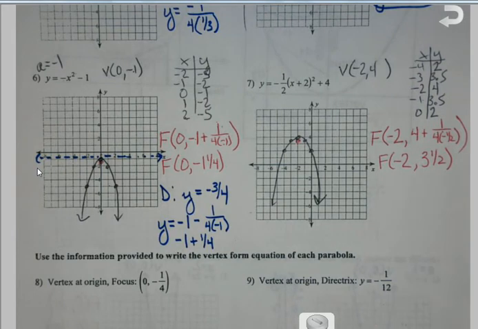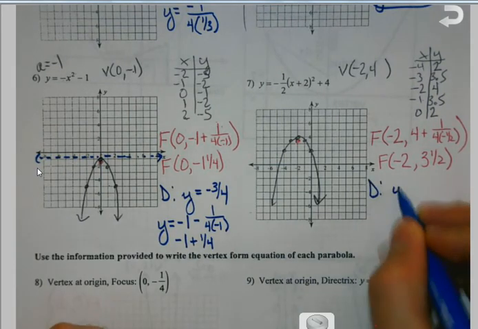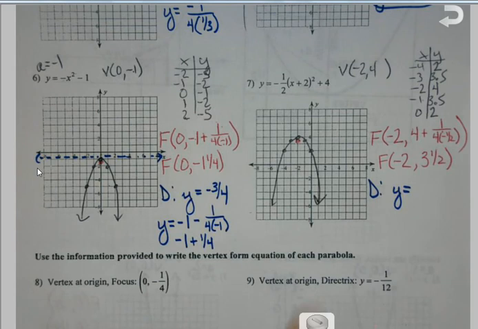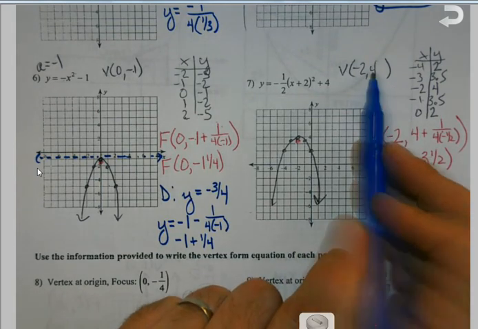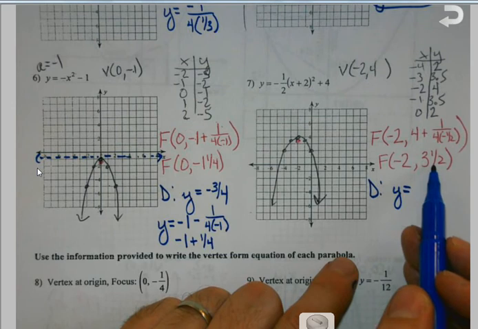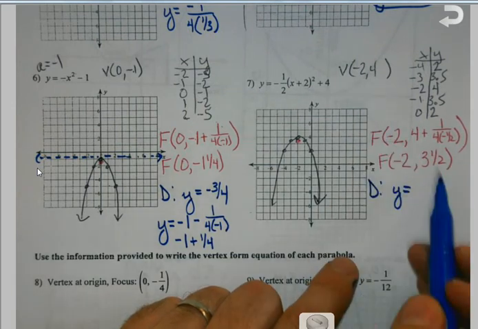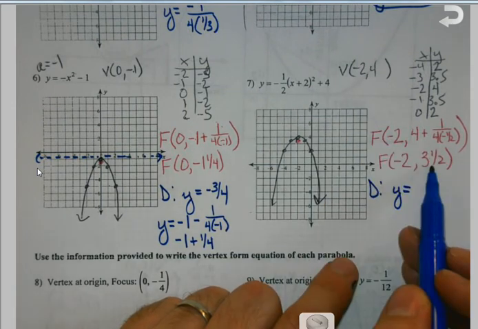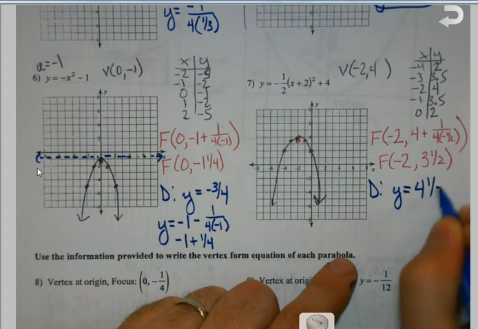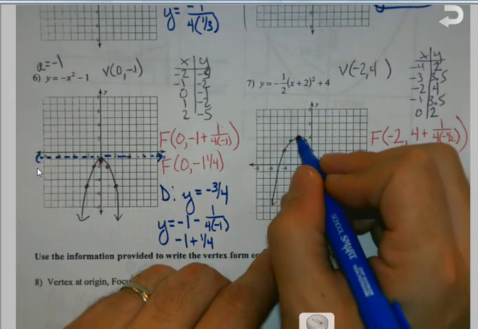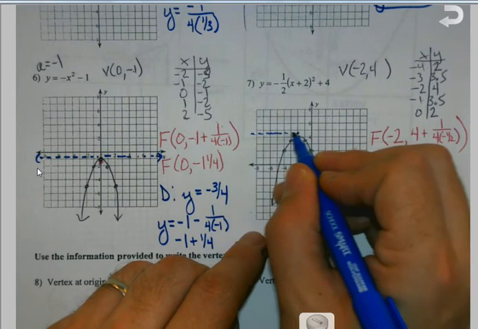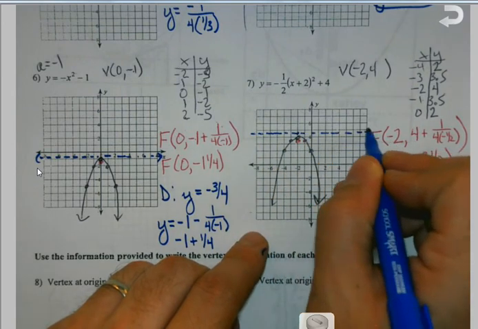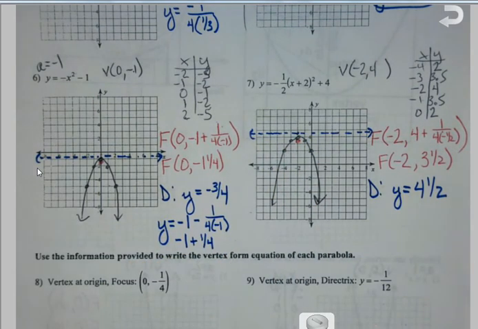Then again, when it comes to my directrix, I like to find the patterns, so I'm like, okay, my vertex, the y value was 4. For the focus, it was 3.5, which means there's a 1/2 difference. So now instead of the minus a 1/2, I'm going to add it. 4.5. And we're good.